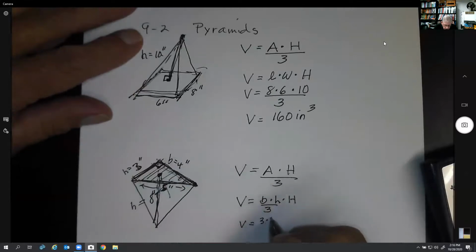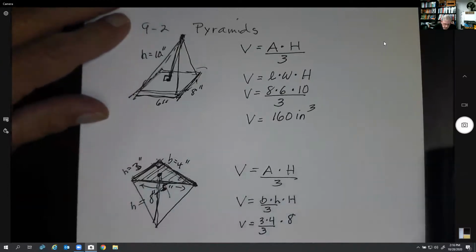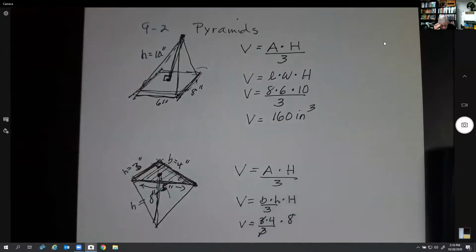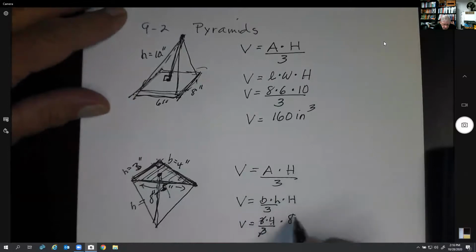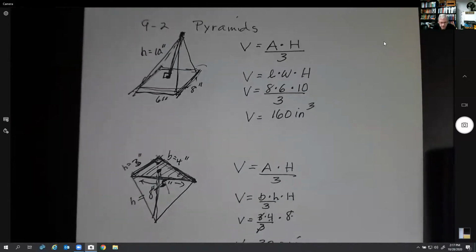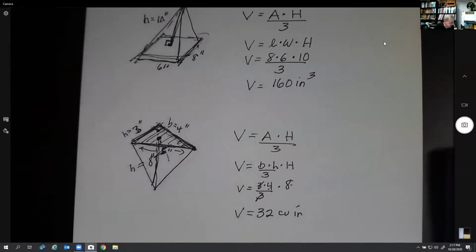It's going to be 3 times 4 divided by 3 times the big height, 8. So this will cancel and this will cancel, or you can multiply it out. It could be 12 divided by 3 is 4 times 8 is 32 cubic inches. We'll write it that way. 32 cubic inches. So that's kind of the whole idea of trying to find these things. Sometimes they're kind of hard to do and not always the easiest, but that's how we find the volume of a thing that has a prism or a square for the base.